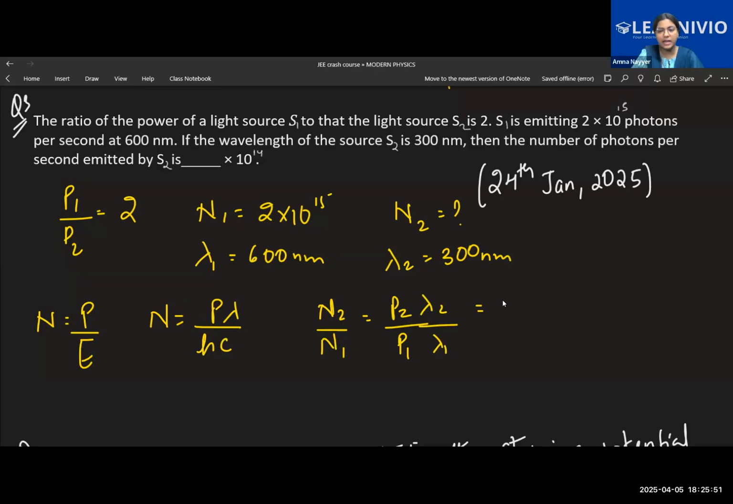1 by 2. This is given, P2 by P1 is 1 by 2. Lambda 2 is 300, nanometer will also be cancelled, and lambda 1 is 600. This gets cancelled, this is 2. So 1 by 4. N2 will be N1 divided by 4.